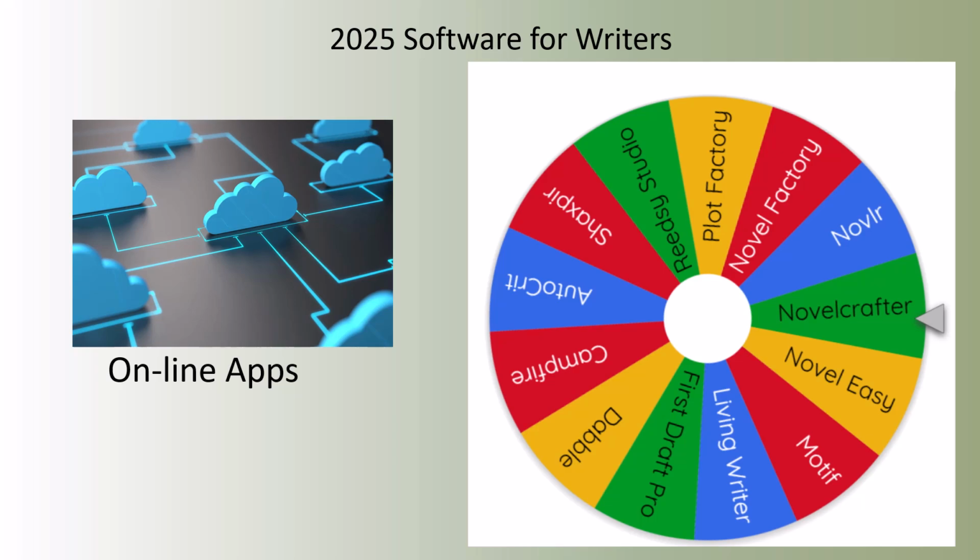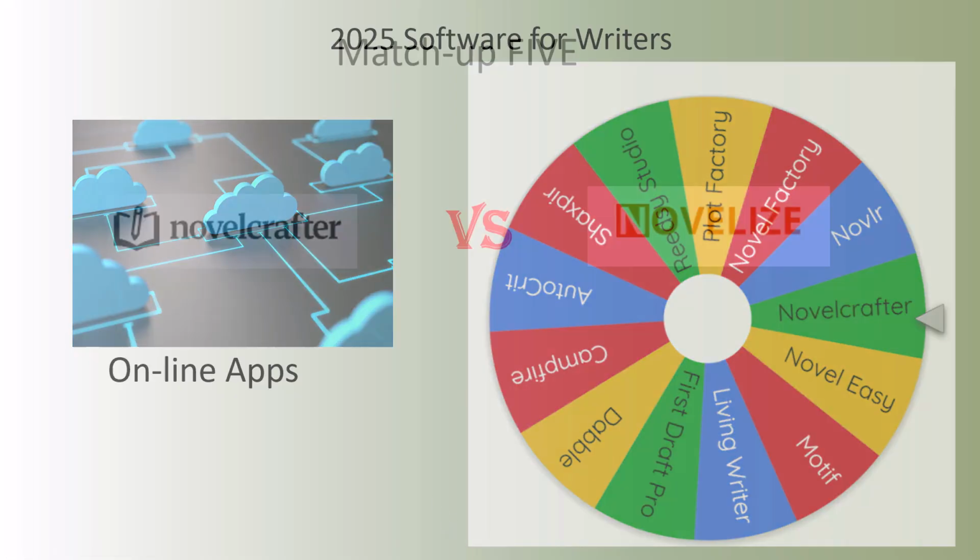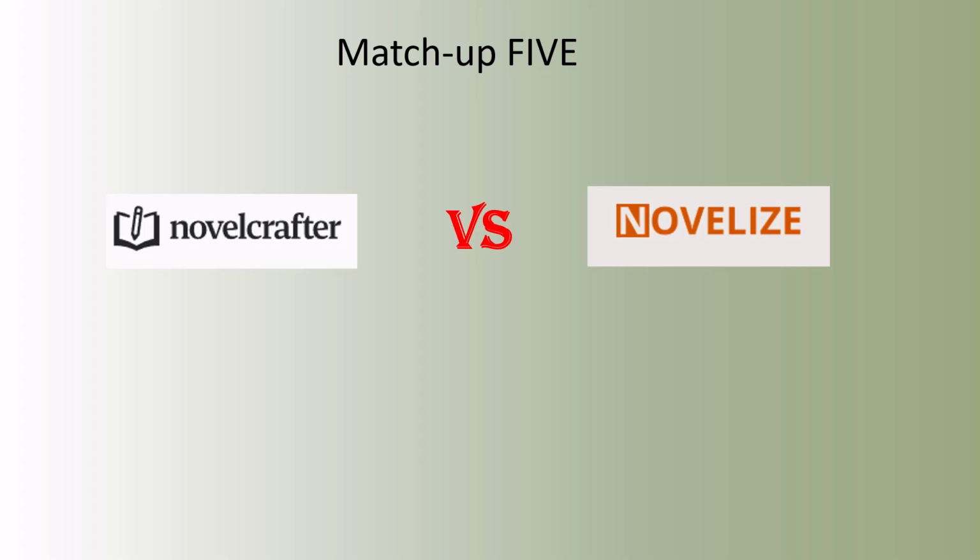Now, one thing has changed since I started recording these, and that is this one here, this Shakespeare that's in this red wedge here is no longer going to exist as of April 2026. So it's going away. So that is basically gone. So I had to come up with something to replace it. And that brings us to today's battle, which is battle number 5, where we are going to pit Novelcrafter against Novelize.